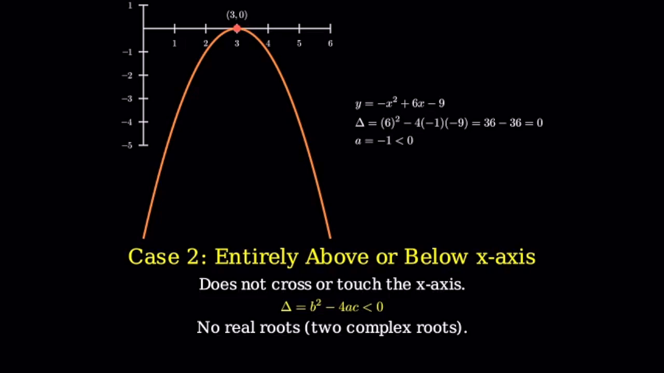If a is positive and the discriminant is negative, the parabola opens upwards and stays entirely above the x-axis. For example, y equals x squared plus 2x plus 3. The discriminant is 2 squared minus 4 times 1 times 3, which is 4 minus 12, or negative 8. Since a is positive and the discriminant is negative, the graph is always above the x-axis.